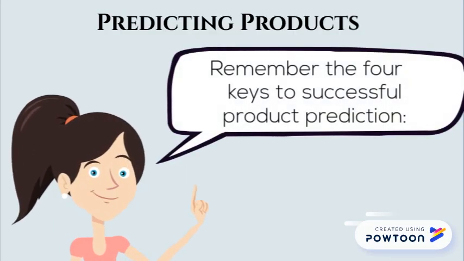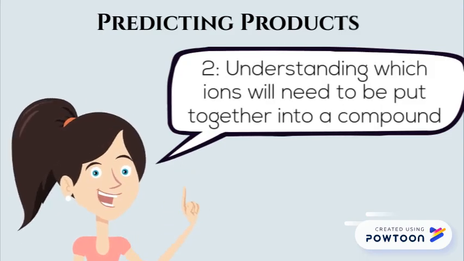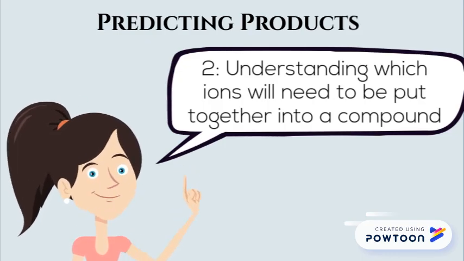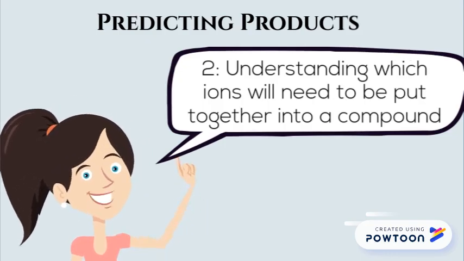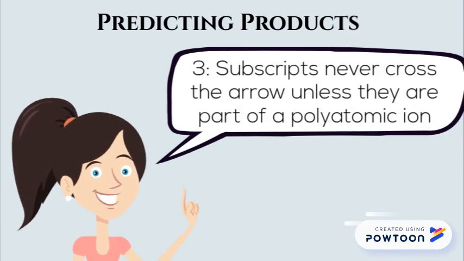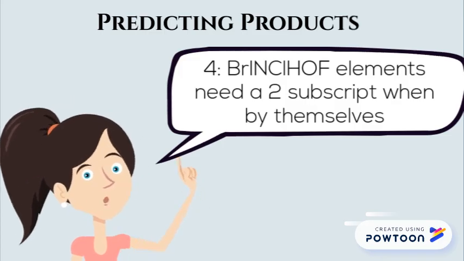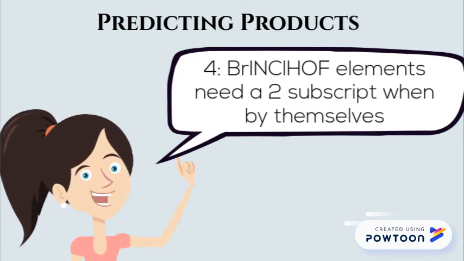So remember the 4 basic keys to successful product prediction. Key number 1 is to remember how to make ionic compounds. Find those charges and cross those charges. Number 2 is to understand which ions need to be put together in a compound. So if the nonmetal is by itself, you're going to switch it with the other nonmetal. And if the metal is by itself, you're going to switch it with the other metal. Number 3 is that subscripts never cross the arrow unless they're part of a polyatomic ion. And 4 is that Brinkelhoff elements need a subscript of 2 whenever by themselves.